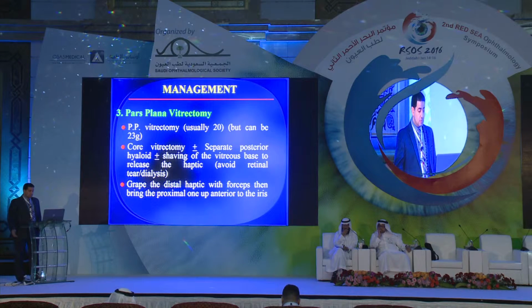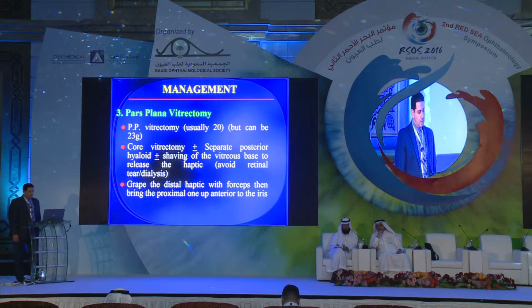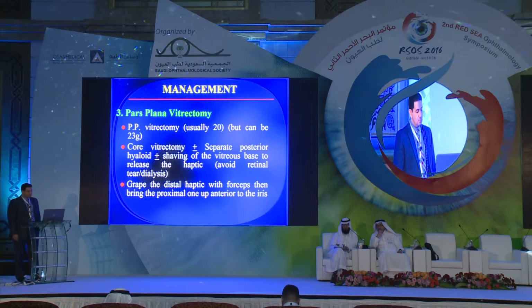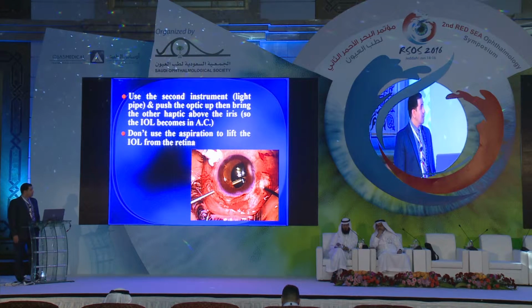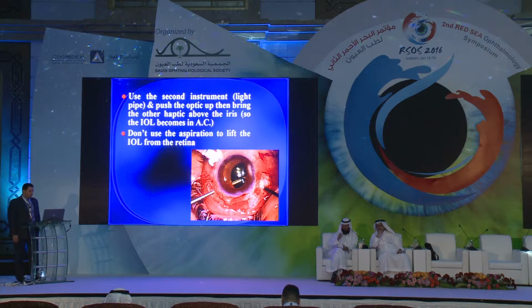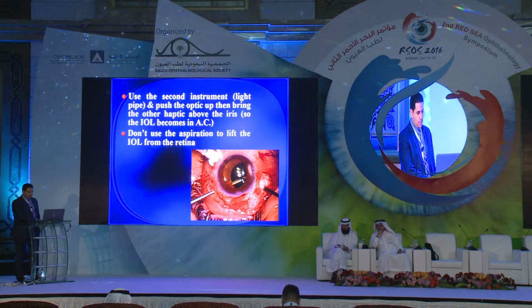Number three, which I think almost all retina specialists do, is pars plana vitrectomy, 20 or 23 gauge. We will do a core vitrectomy, plus or minus separation of the posterior hyaloid and shaving of the vitreous base to release the haptic, but always try to avoid retinal tears and dialysis. We will grip the distal haptic with the forceps, then bring the proximal one into the anterior chamber. Then we will use a second instrument, almost always the light pipe, and push the optic, then bring the whole IOL inside the anterior chamber so we can remove it easily.